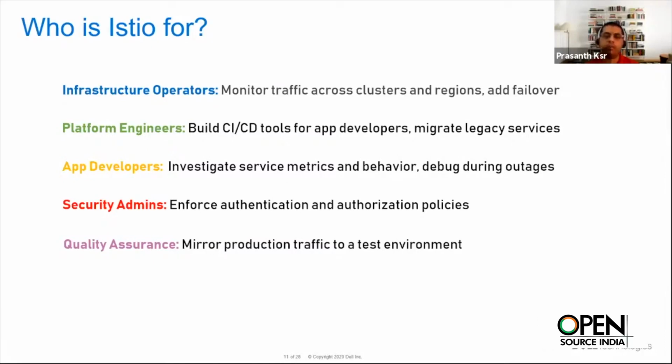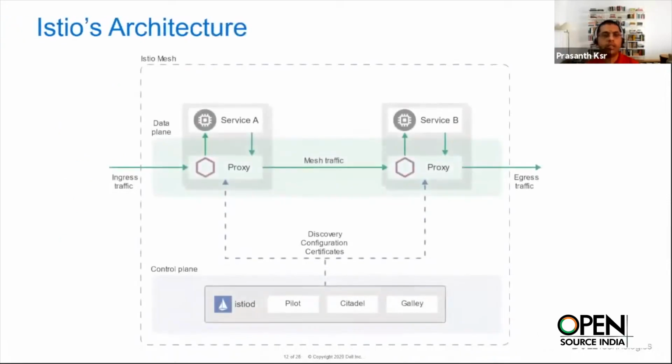For example, app developers can use this to investigate service mesh behavior so that they can debug during outages. Security admins can enforce authentication and authorization policies right from there. Platform engineers can use Istio to build CI/CD tools for app developers, and it also helps you migrate your legacy services. Quality assurance are the people who mirror your production traffic to a test environment to see if any of the new features are breaking the existing features. That is one critical thing. So I hope you are clear till now.